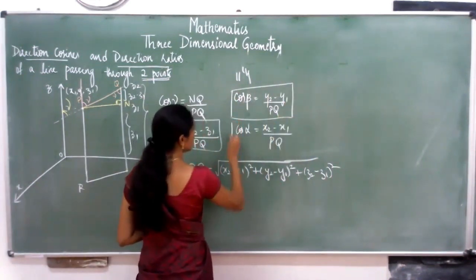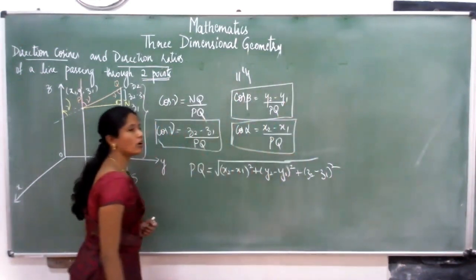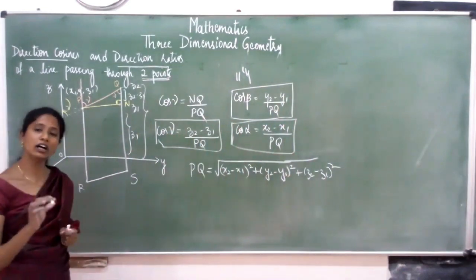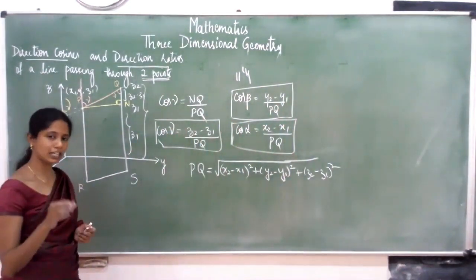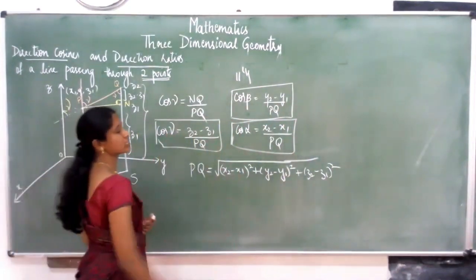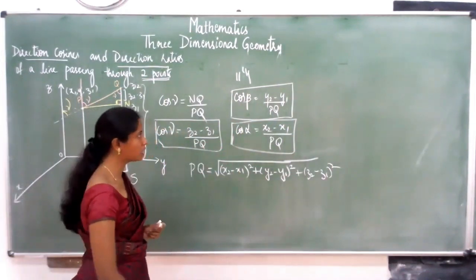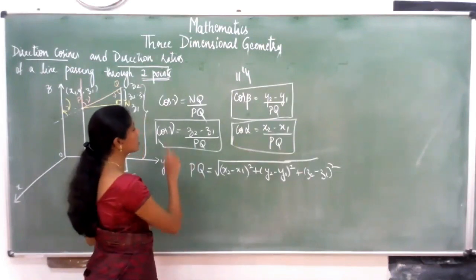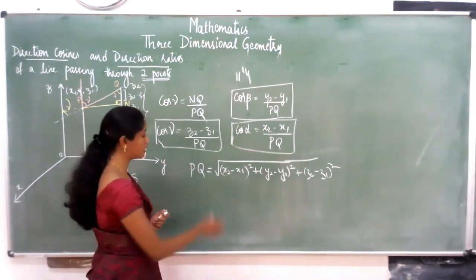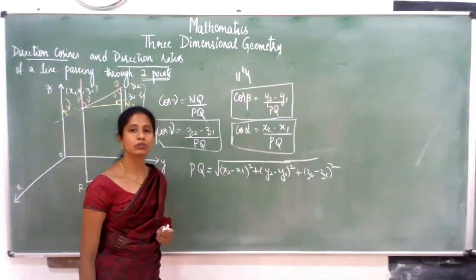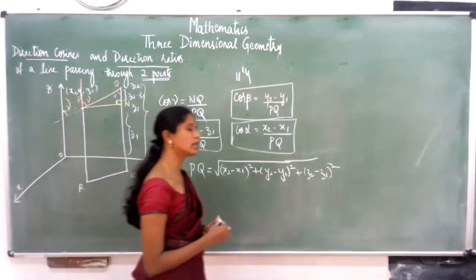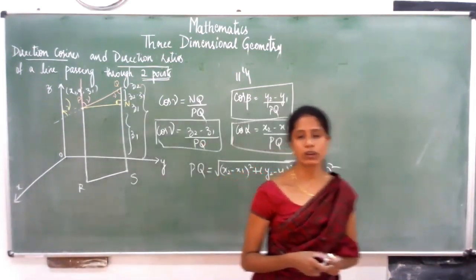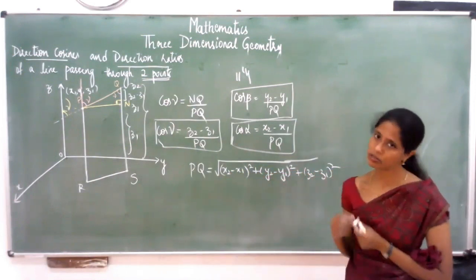So cos alpha, cos beta and cos gamma are now the direction cosines of the line joining the 2 points. So for the line joining the 2 points, cos alpha is given by x2 minus x1 by PQ, cos beta is y2 minus y1 by PQ, and cos gamma is z2 minus z1 by PQ, and PQ is nothing but the root of x2 minus x1 the whole square plus y2 minus y1 the whole square plus z2 minus z1 the whole square.